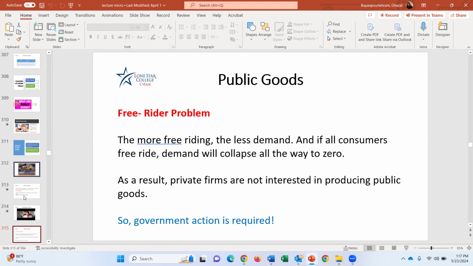But since we still need public goods, we should find another producer. And that producer is government, because government has the sources. Government has IRS. So government can force everybody, even the free riders, to pay their taxes. So the solution for this free rider problem that comes with public good is government. Government should be in charge of making public goods. And of course, the government can force everybody to pay their taxes. That's how the government basically funds the public goods.